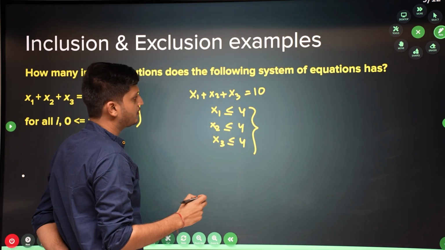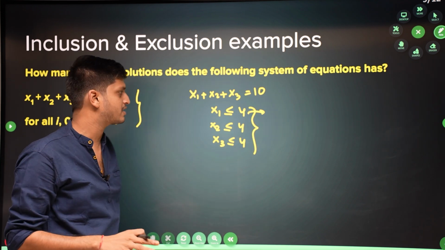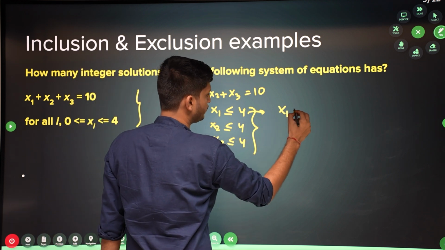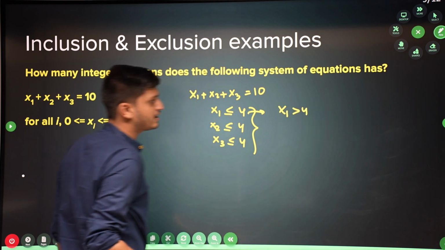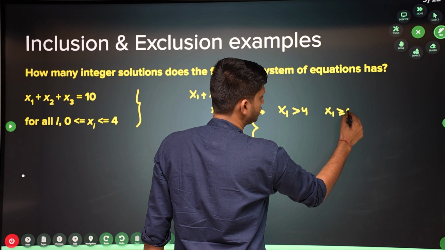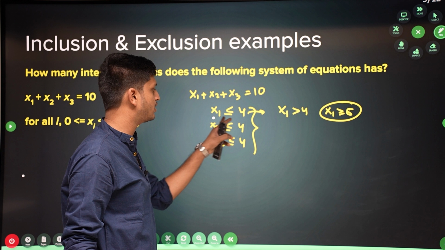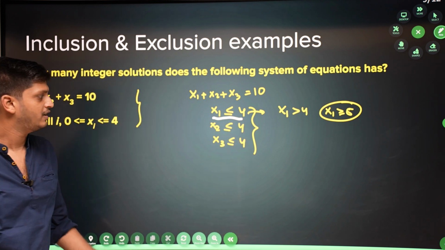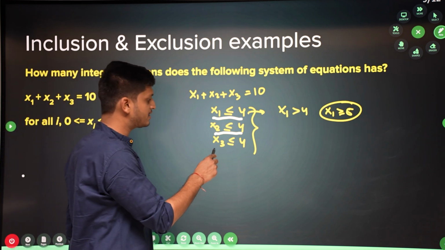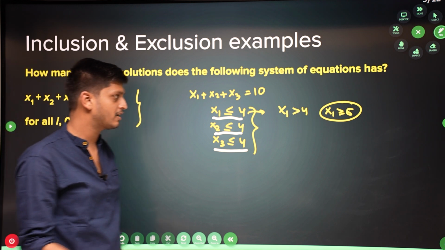So see, what is the counterpart of this? If I want to exploit this condition, then x1 has to be greater than 4, or basically x1 has to be greater than or equal to 5. If x1 is greater than or equal to 5, then this condition is not taken care of. You agree? Similarly, if x2 is greater than or equal to 5, then this condition is not taken care of. Similarly, if x3 is greater than or equal to 5, this condition is not getting taken care of.